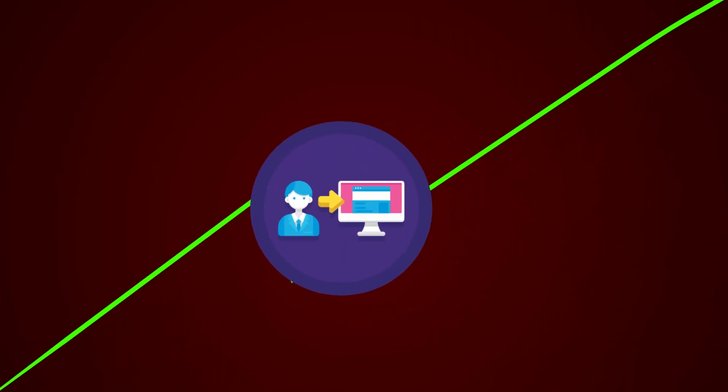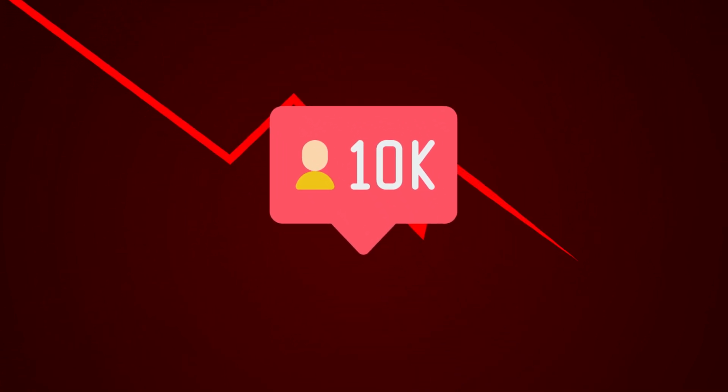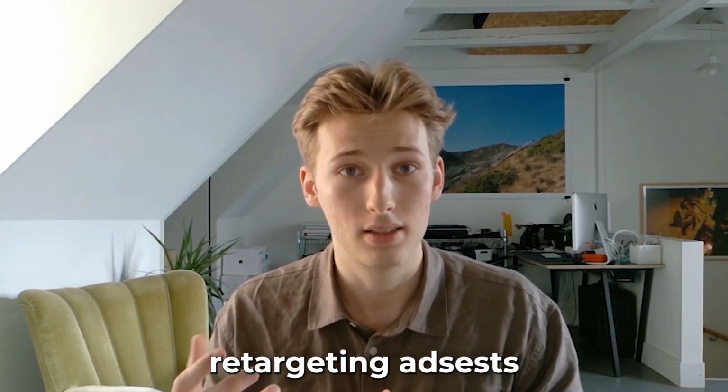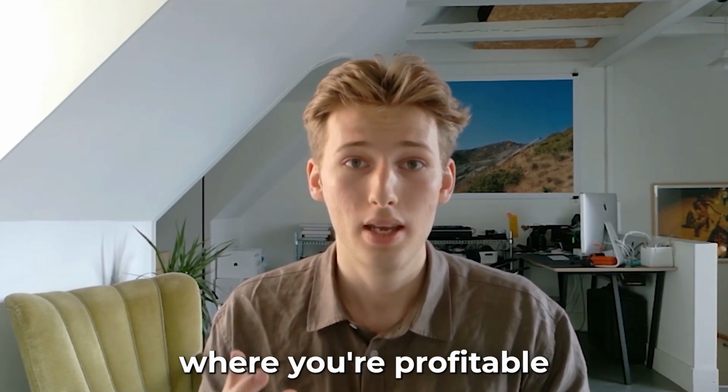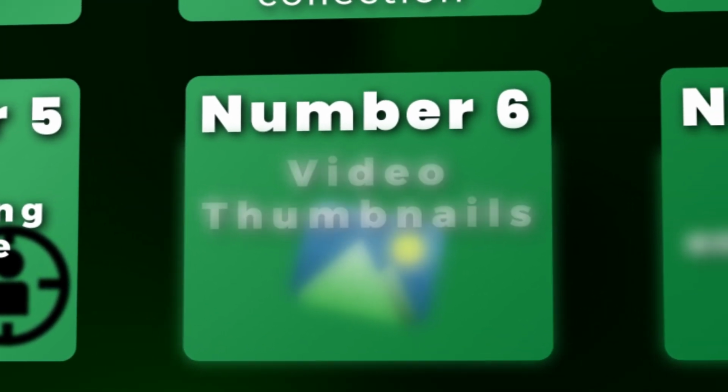So let's say that we're highly profitable with our website visitors, we are highly profitable with people who are engaging with our ads, but we are not really profitable on our Instagram followers. Then we just turn off that ad set, and then we just keep going with the retargeting ad sets. This is a great way to find out where you're profitable, and then just turn off wherever you aren't profitable. The sixth thing that we like to test out is video thumbnails.